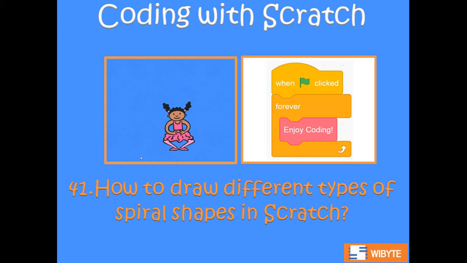In lesson number 40, we saw how we can use whatever concepts we had learned so far to create these interlocking polygons, which I thought was quite interesting. In this video, we will continue with the same thought. We will create different kinds of spiral shapes in Scratch, which I think is also very interesting, right?